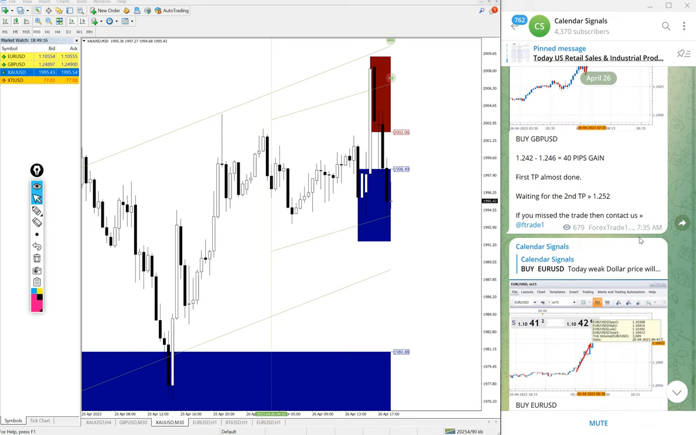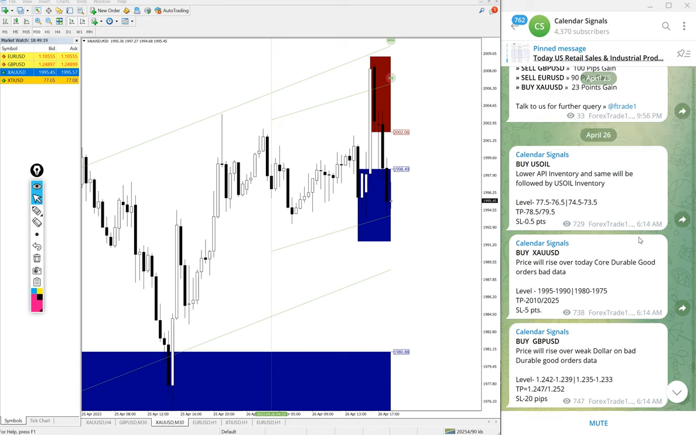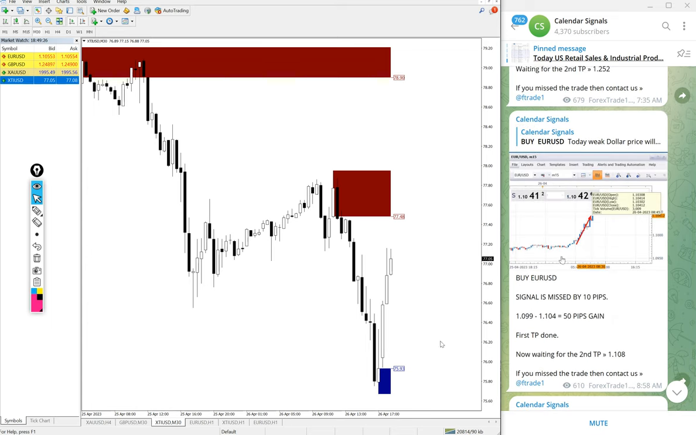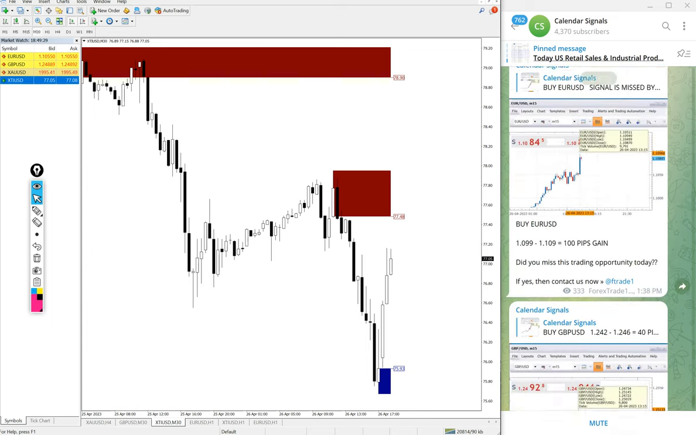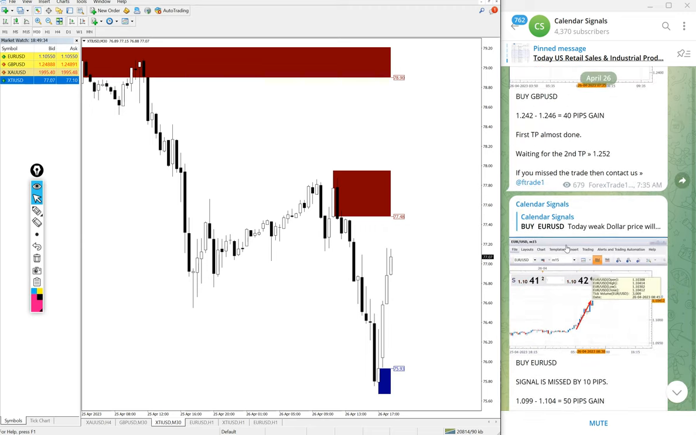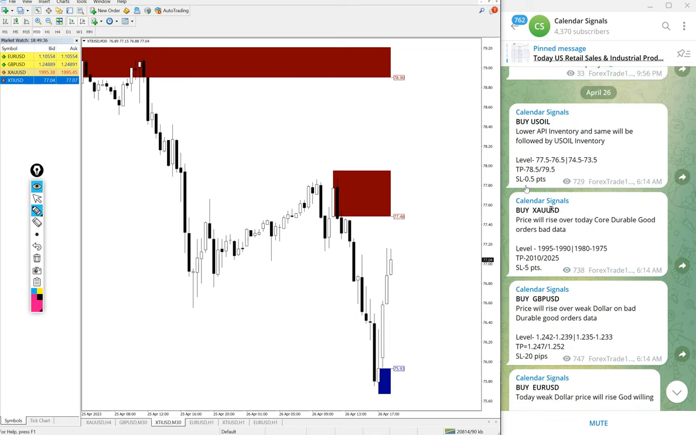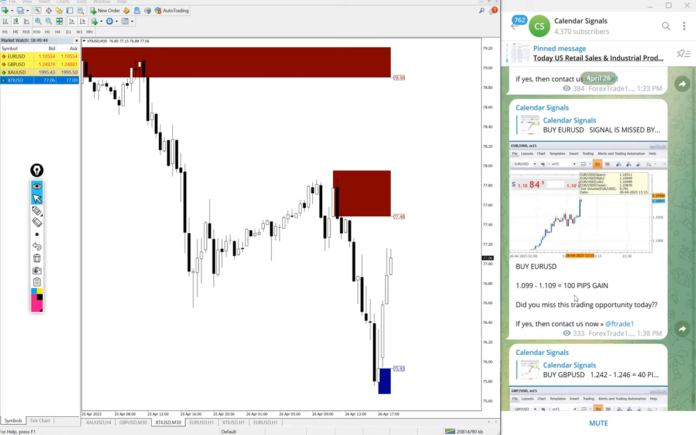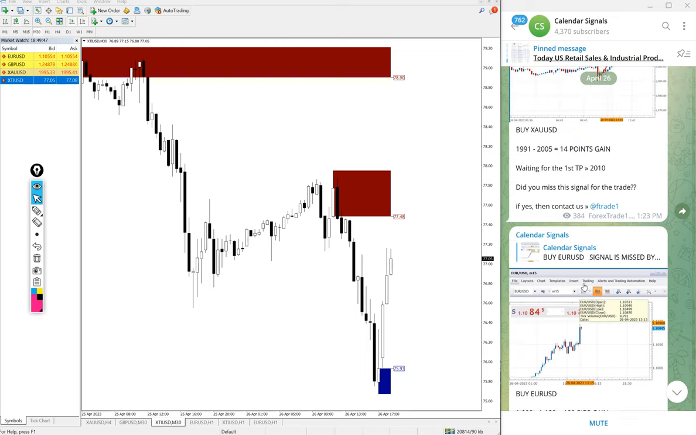And then oil has yet to perform. Today we gave buy US oil, and we will update it on this channel if it performs. We will update even if it is SL hit also. Our SL is always very small. You see our given SL is 0.5 point, that is easily digested with good profits on other signals: 90 pips on GBPUSD, EURUSD 100 pips and gold 18 points gain. So that is the performance of today's calendar signal.